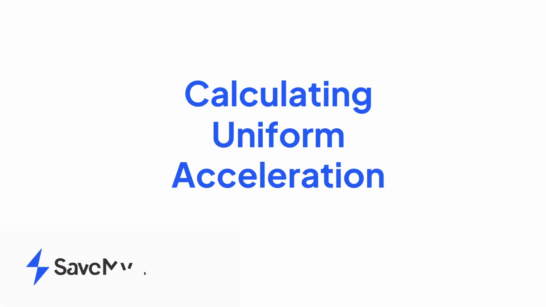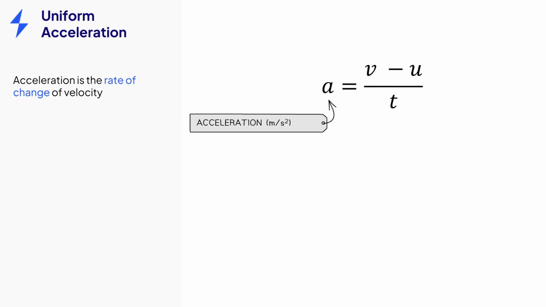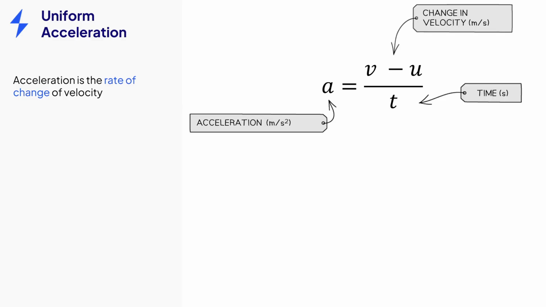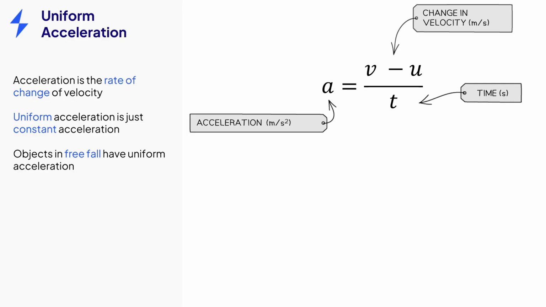This video is about calculating uniform acceleration. Hopefully, you can recall that acceleration is the rate of change of velocity, or the change in velocity divided by time. The phrase uniform acceleration just means the acceleration is constant. Speed is changing at the same rate. Objects in freefall are a good example of this, provided we ignore air resistance.